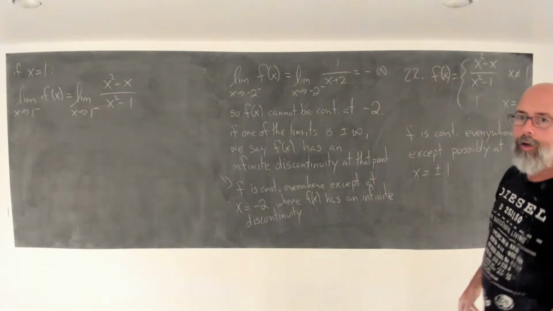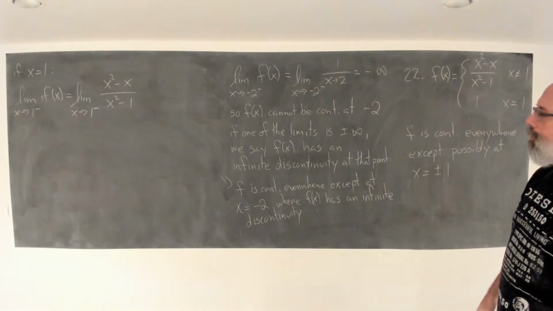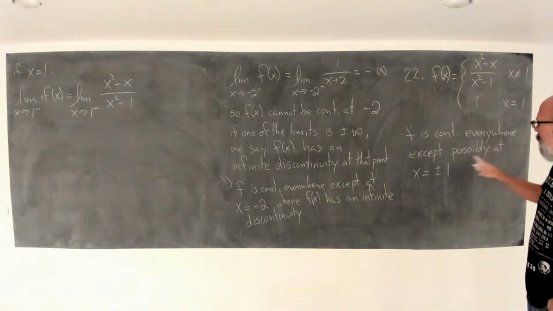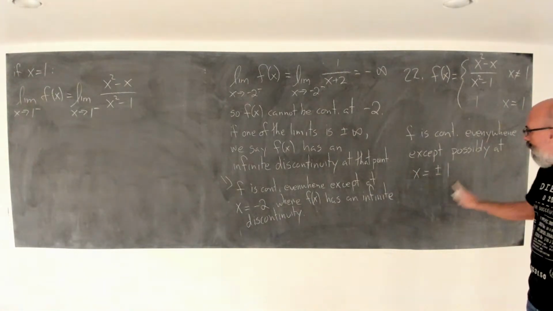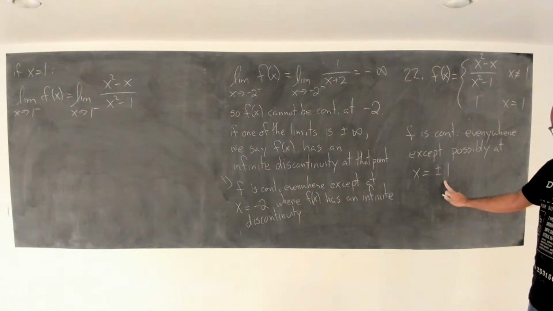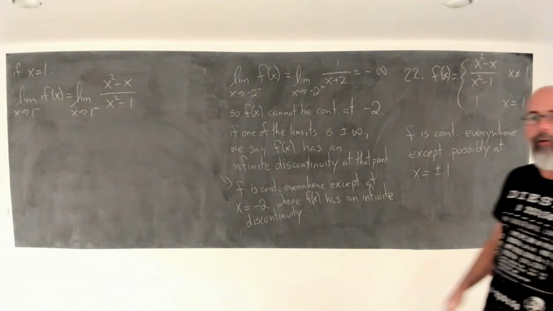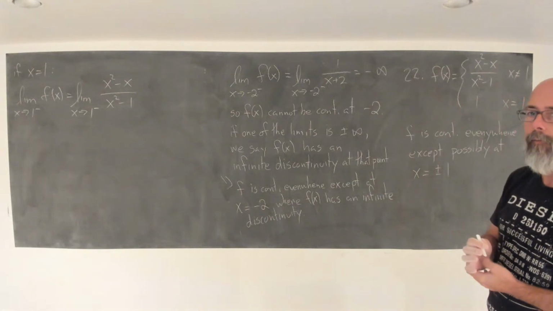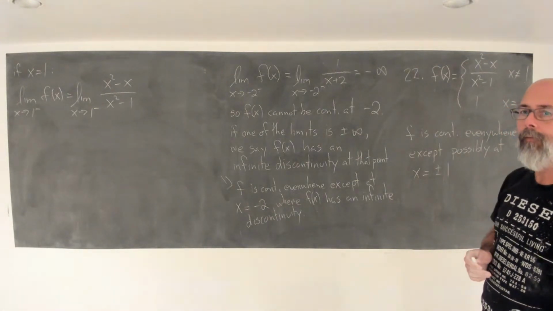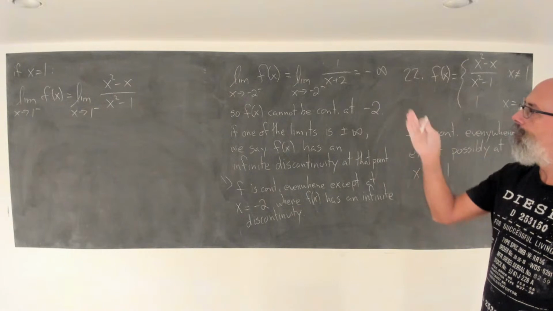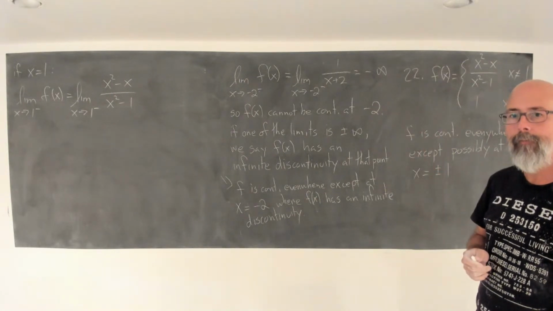Ali is asking why we write "except possibly." Well, we have to test for continuity at these points. Everywhere else, we're good to go. All right.